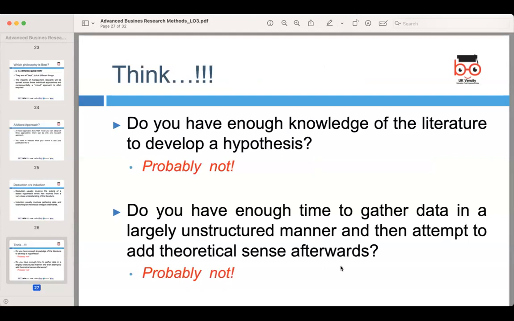Do you have enough knowledge of the literature to develop a hypothesis? Probably not. Do you have enough time to gather data in a largely unstructured manner and then attempt to add theoretical sense afterwards? Again, probably not.